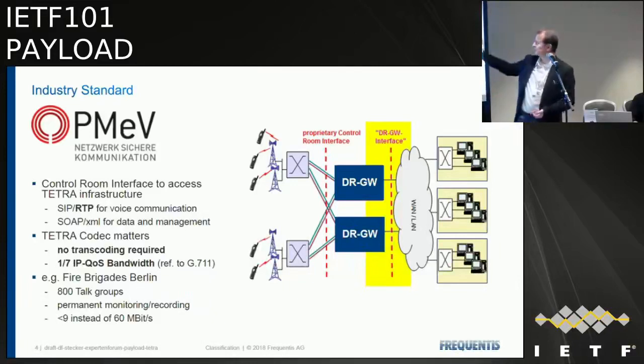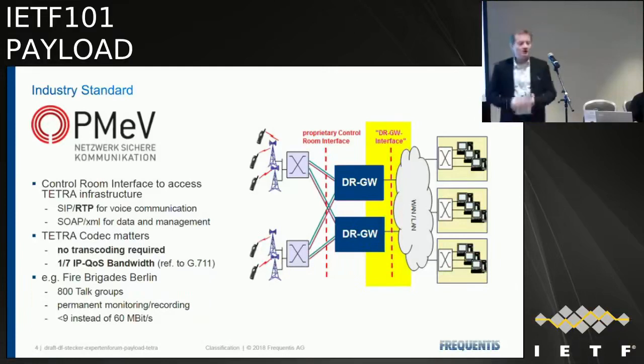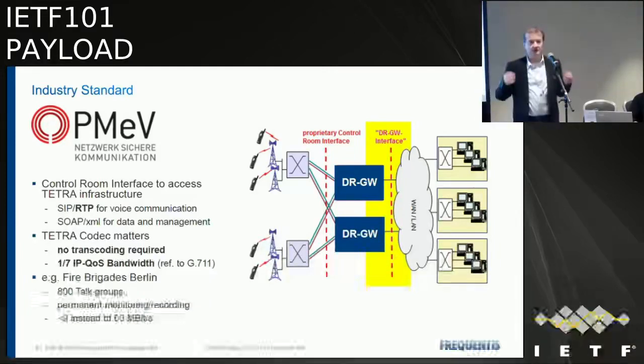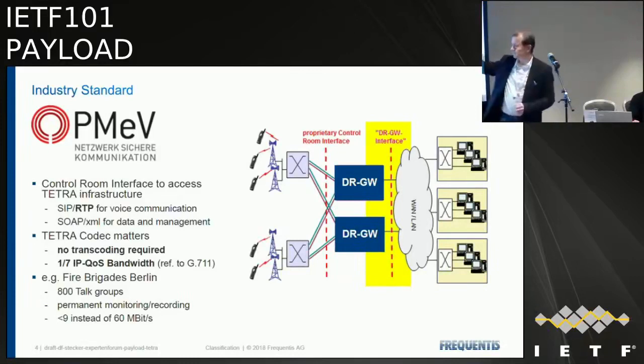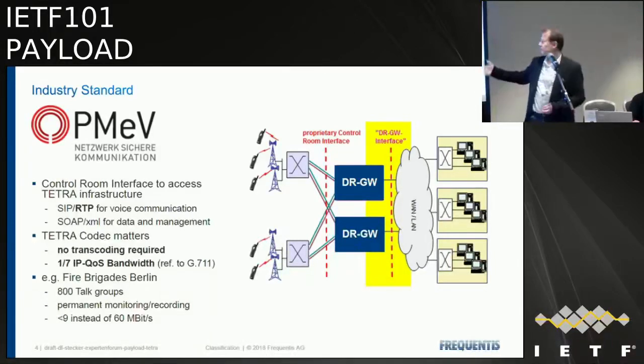And here the Tetra codec really matters because the Tetra codec anyhow is in charge on the air interface, where it's the only standardized codec type to be used. And if we think about, there is an example with fire brigades in Berlin, for example, continuously using up to 800 Tetra talk groups, where they permanently do voice recording for their legal evidence. And for them, it totally matters whether you have to deal with 60 megabit per second of quality of service IP bandwidth, or whether you can reduce it to smaller than 9 megabit per second.